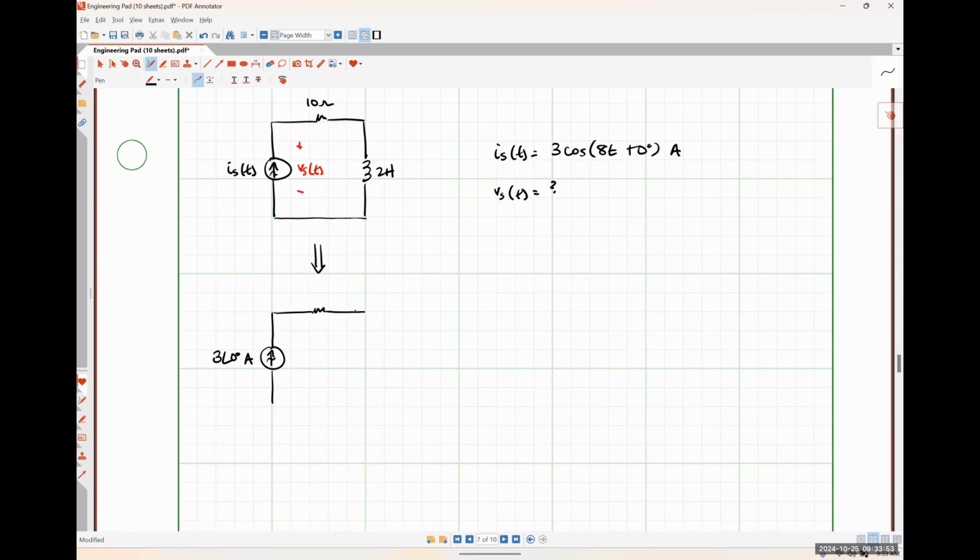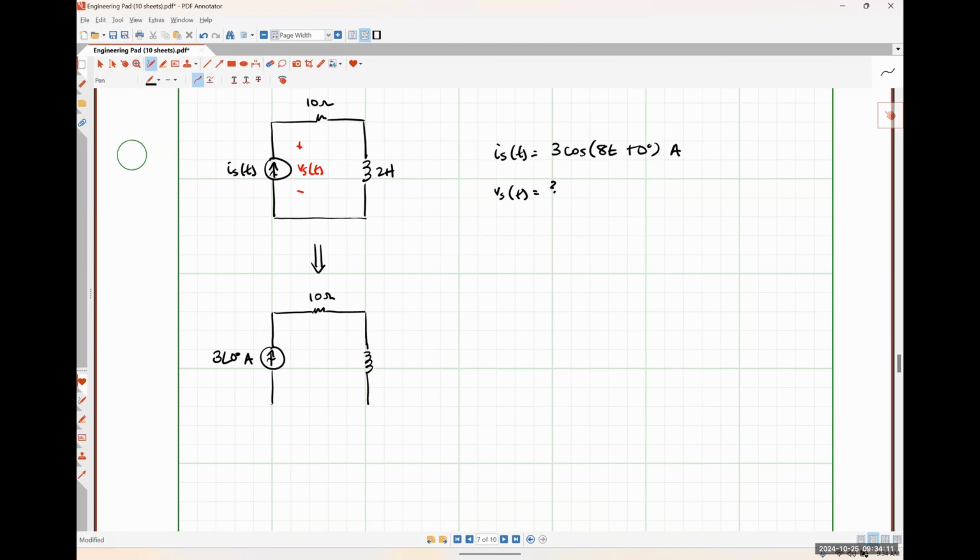What's the impedance of my resistor going to be? It's just the resistor value itself. So the resistor does not change at all. It was a 10 ohm resistor in our time domain circuit. It stays a 10 ohm resistor in our frequency domain circuit.